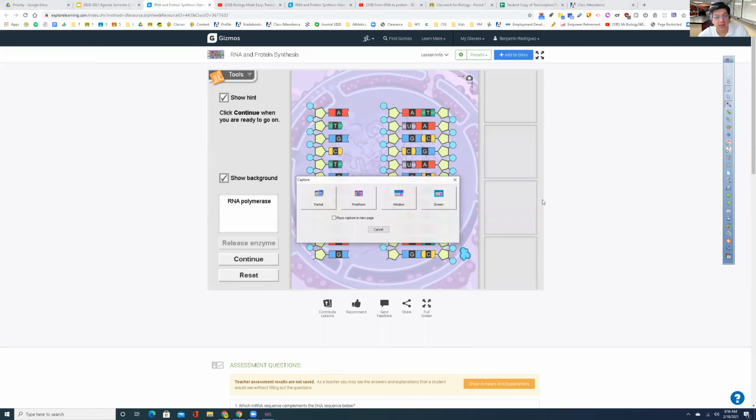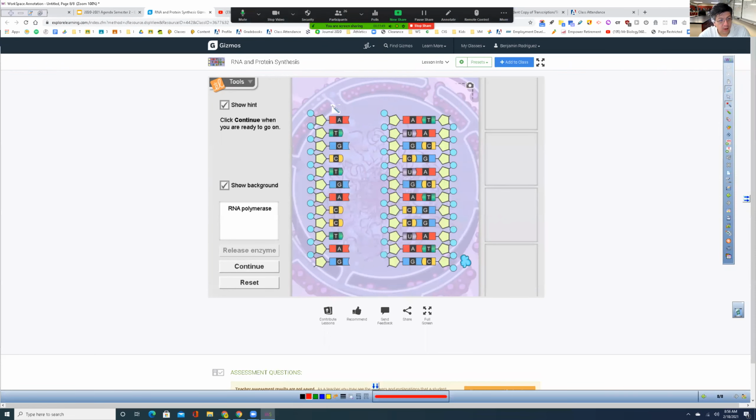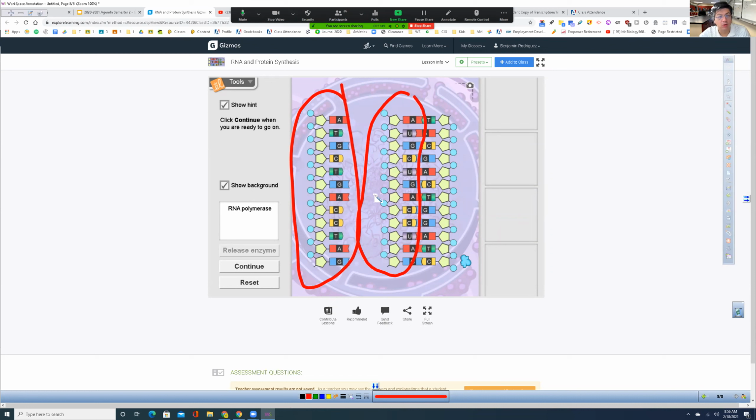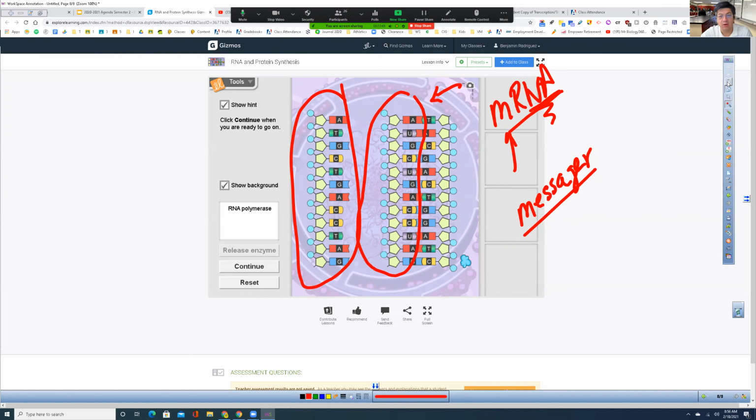Now, if you guys take a look and compare the two, this and this are almost basically identical, except that in here we have thymine and here we have uracil. So now what we basically have done is this guy right here that we made, that's what we call an mRNA molecule. Why? Because it's an RNA molecule, and M stands for message, a messenger molecule, okay?